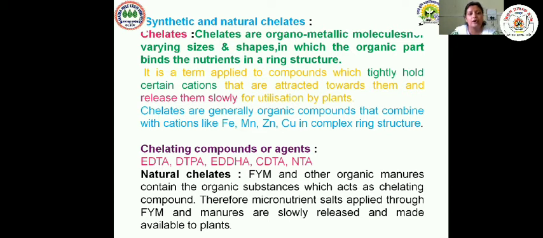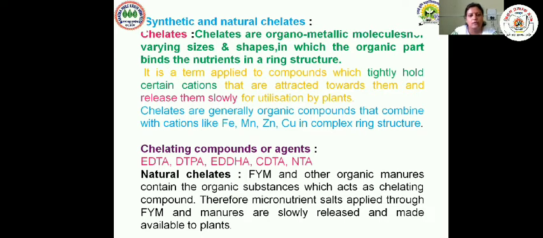Chelates are generally organic compounds that combine with cations like Fe, Mn, Zn, Cu in a complex ring structure. They attract the micronutrients. Which are the chelating compounds present in the soil or added to the soil? EDTA, DTPA, EDDHA, CDTA, NTA. The natural chelates: FYM and other organic manures contain organic substances which act as chelating compounds.